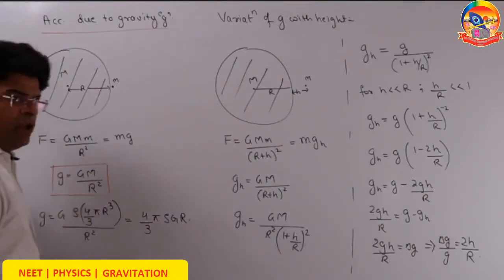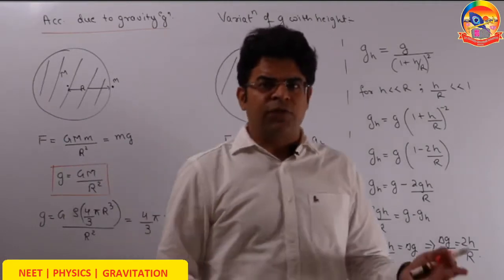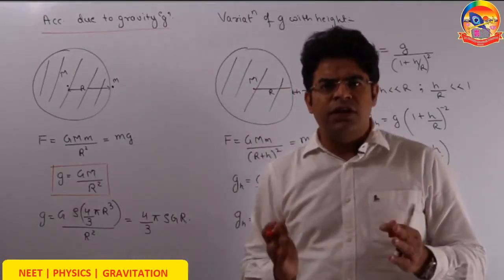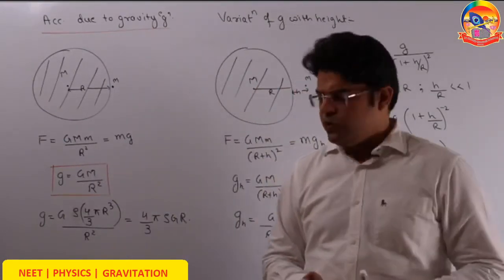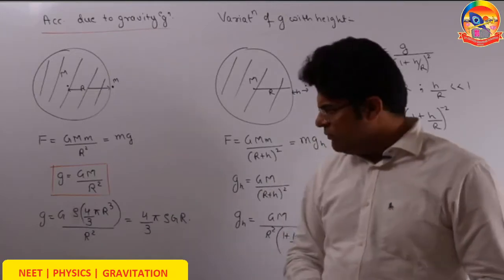by R square. Now you will say this is the same as the formula of the gravitational field intensity on the surface of a solid sphere. So yeah, they are one and the same thing.